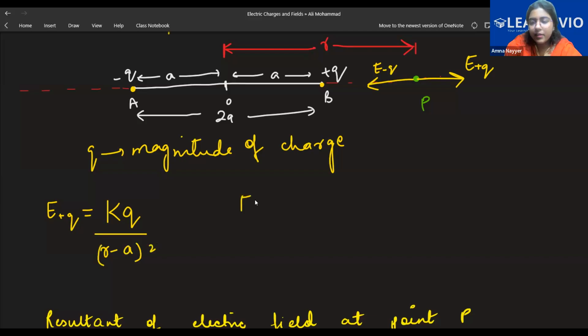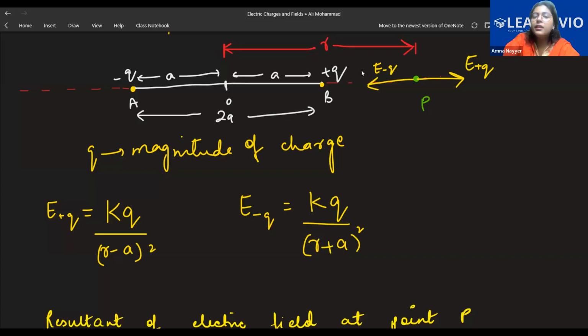Similarly, when we are calculating it for the negative charge minus Q, this negative charge is far away from here. So it will be KQ divided by, tell Ali, R plus A whole square. Right. See, this is R and this extra part is A. So total separation is R plus A.